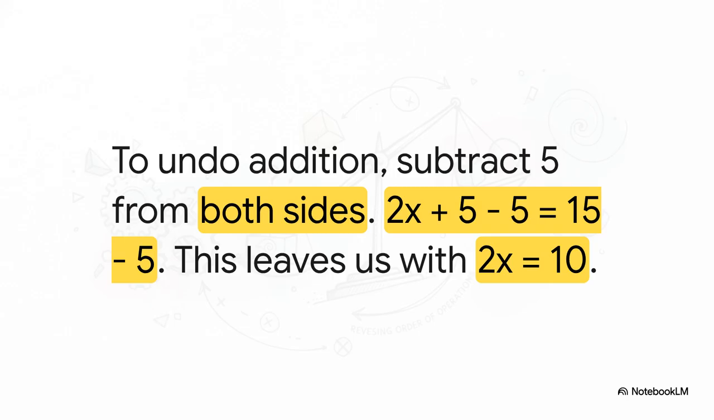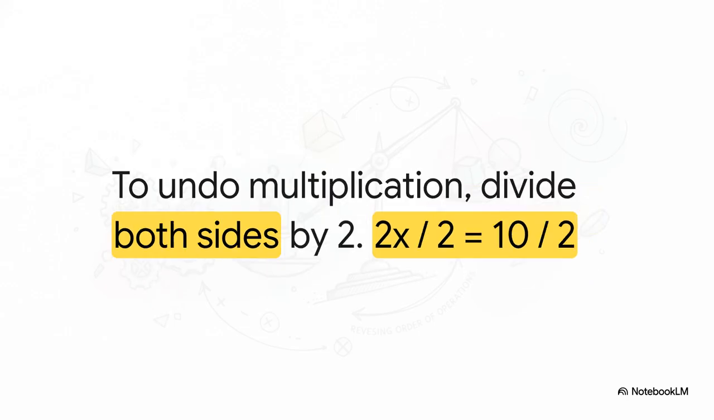See? The outer box is gone. Okay, time for the inner box. x is being multiplied by 2. What's the opposite of multiplying? Dividing. So we just divide both sides by 2, and that's going to finally get our x all alone.